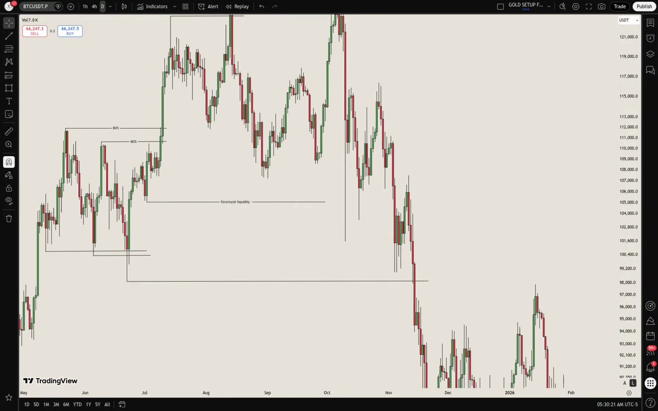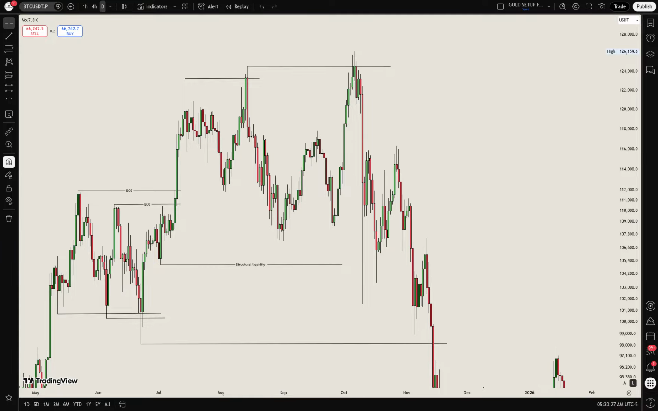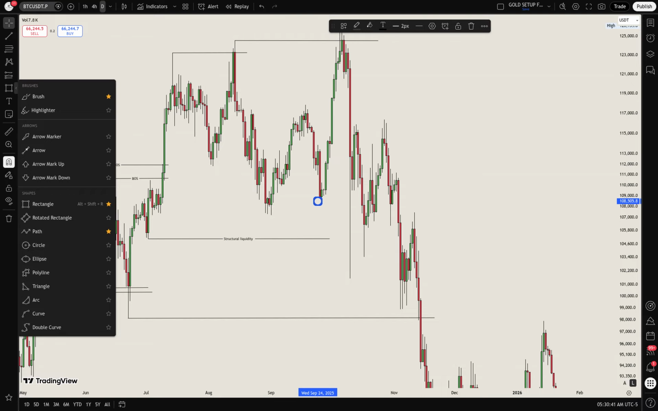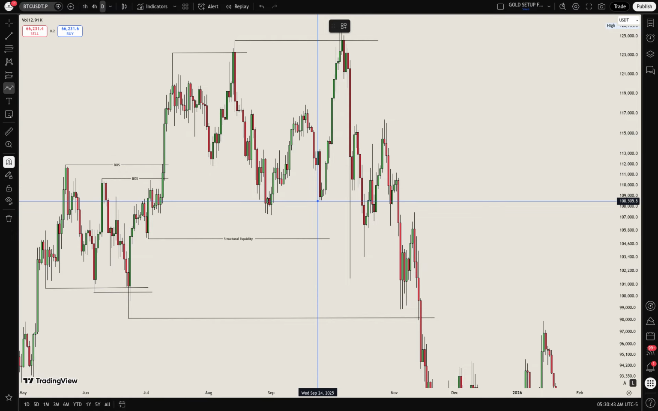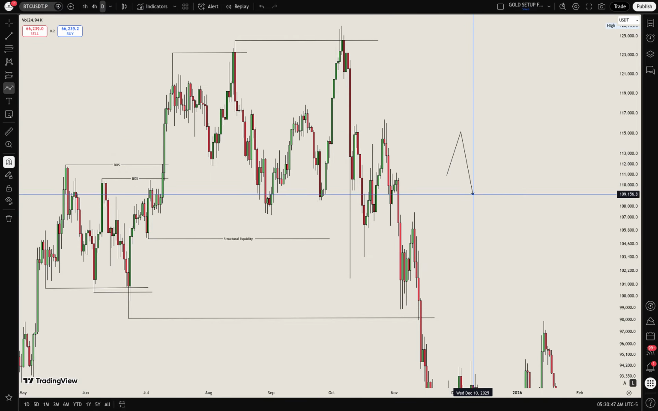But for educational purposes, the setup was actually a valid one. If it had not taken out this high here, this was the cause for the failure. So normally we are just supposed to have something like this. We are supposed to have like this.